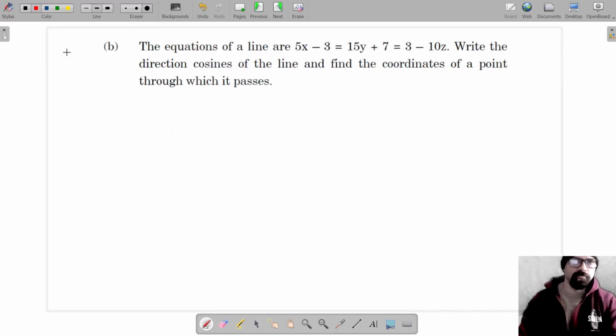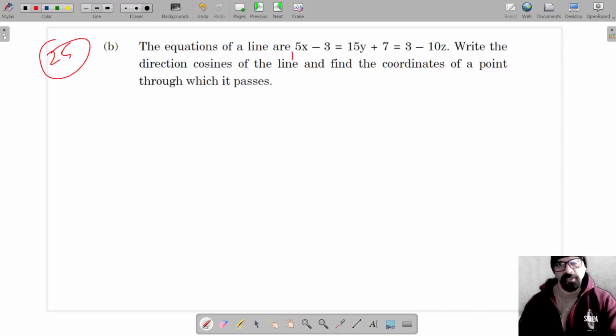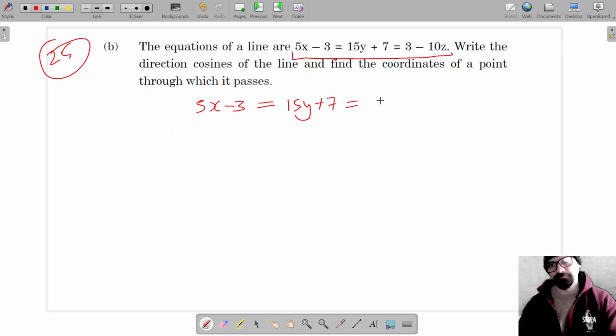Okay, for question number 25, part B, the given equation of the line is this, and we have to write the direction cosines of the line. So our equation of line is 5x minus 3, equal to 15y plus 7, equal to 3 minus 10z.